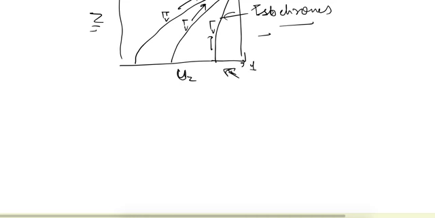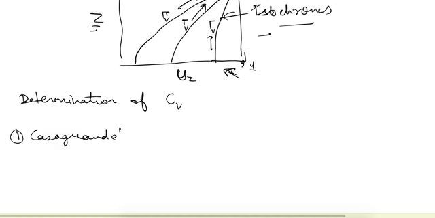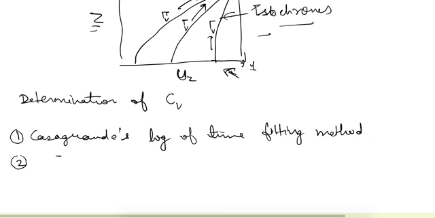The next part is the determination of coefficient of consolidation, that is CV. Two methods are there. First is Casagrande's log of time fitting method. And the second one is Taylor's square root of time fitting method.